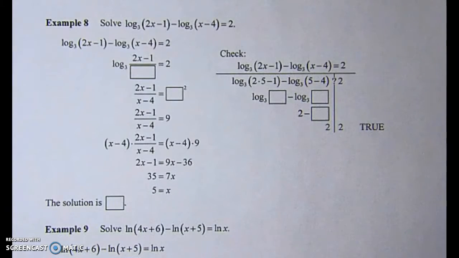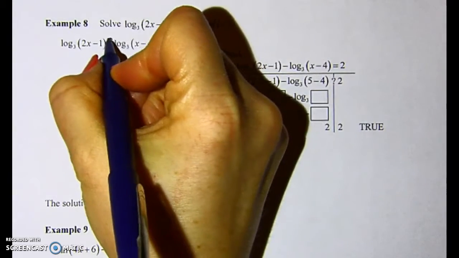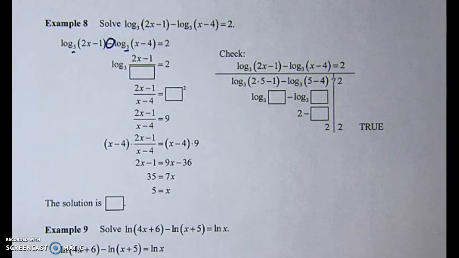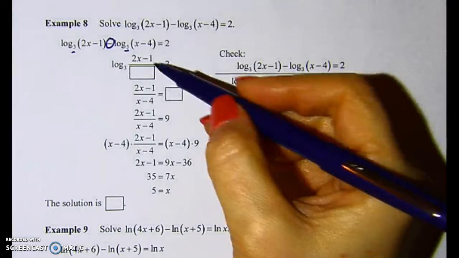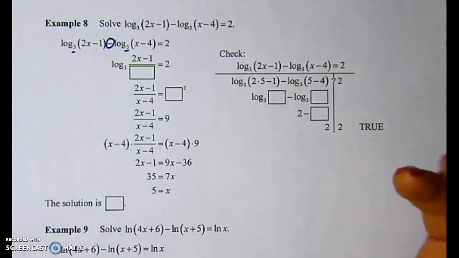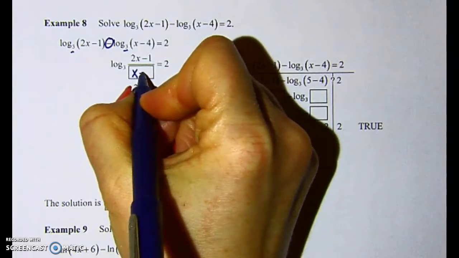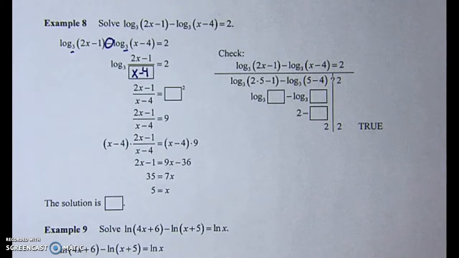Let's solve log base 3 of (2x minus 1) minus log base 3 of (x minus 4) equals 2. I see we're in subtraction, and we have the same base, so I can rewrite this using our difference rule. That would give us division, giving me log base 3 of (2x minus 1) over (x minus 4) is equal to 2.